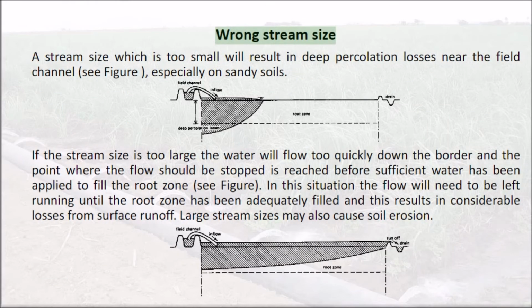Wrong stream size. A stream size which is too small will result in deep percolation losses near the field channel, see figure, especially on sandy soils. If the stream size is too large, the water will flow too quickly down the border and the point where the flow should be stopped is reached before sufficient water has been applied to fill the root zone, see figure. In this situation, the flow will need to be left running until the root zone has been adequately filled, and this results in considerable losses from surface runoff. Large stream sizes may also cause soil erosion.